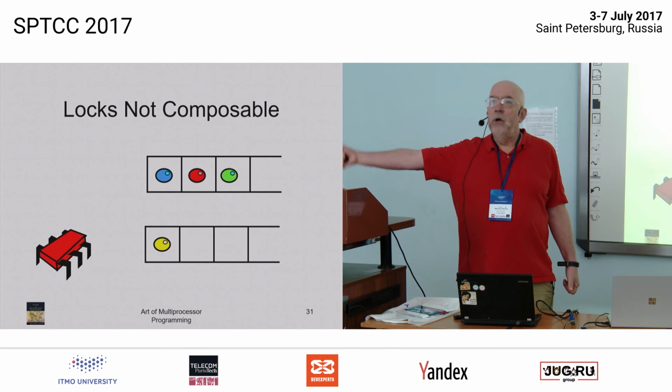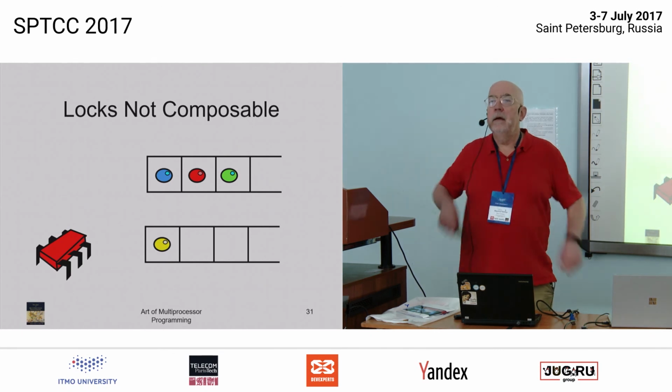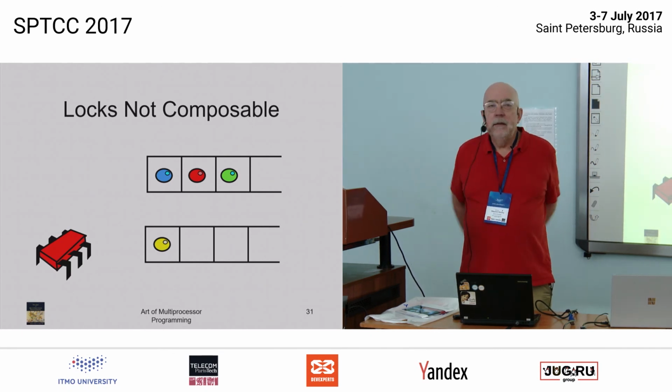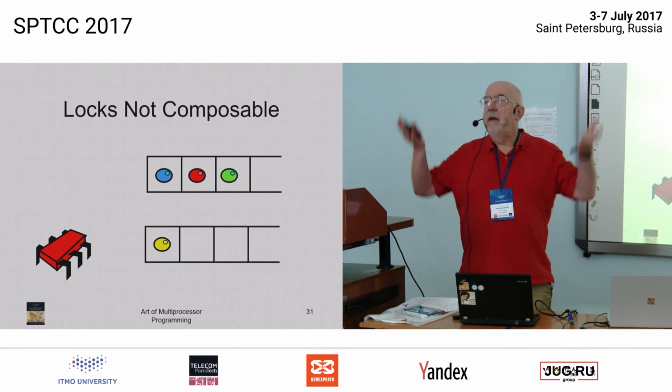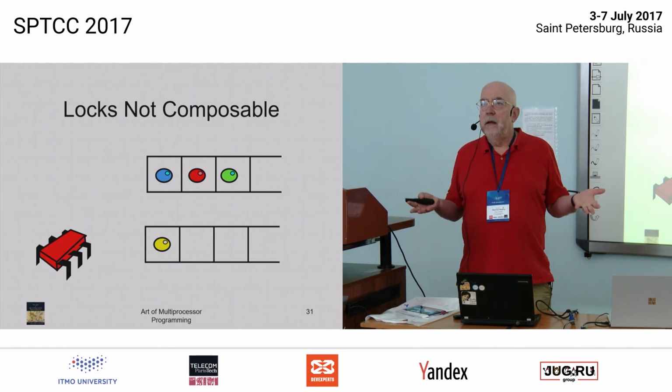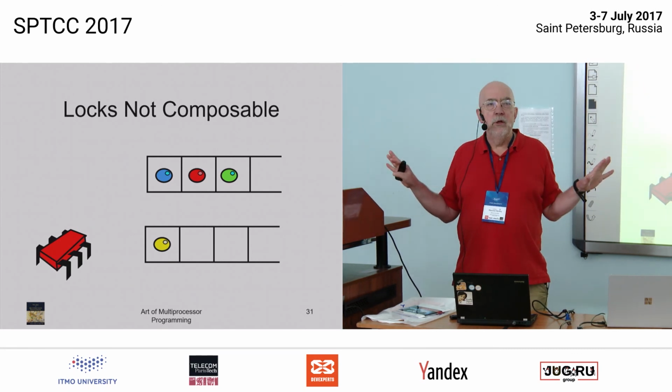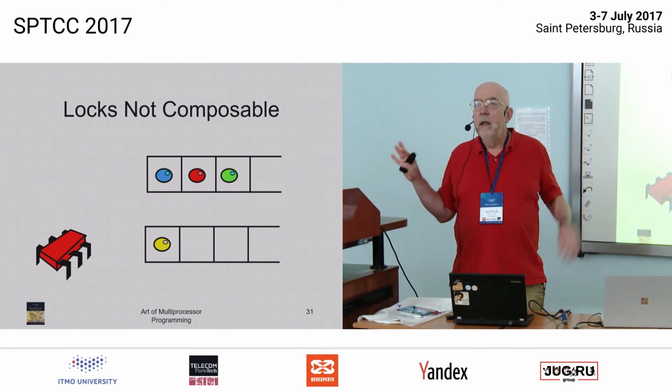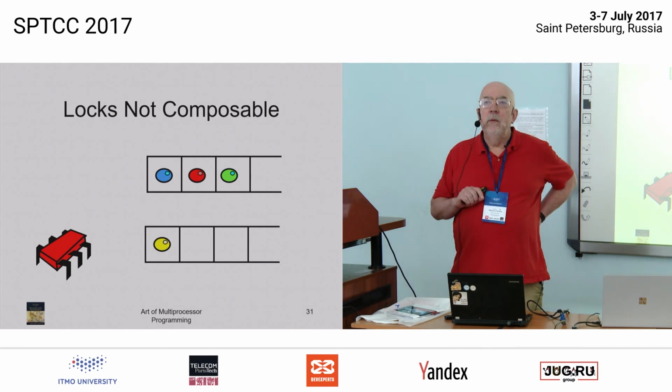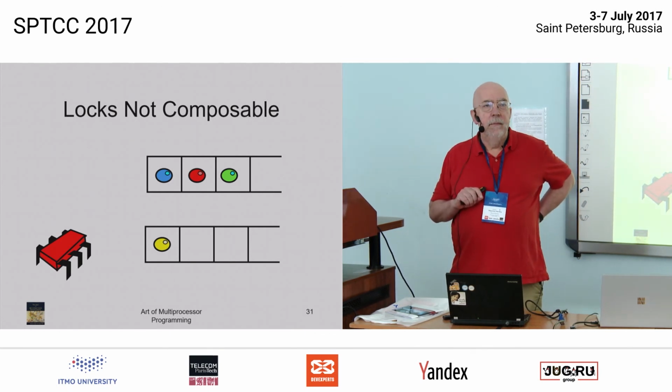If I need tangent, I can call cosine and sine and compose them. And in this way, we can build up layers of abstraction. We can build powerful systems from weaker systems, all the usual software engineering story. But none of this works when we start talking about concurrent objects.